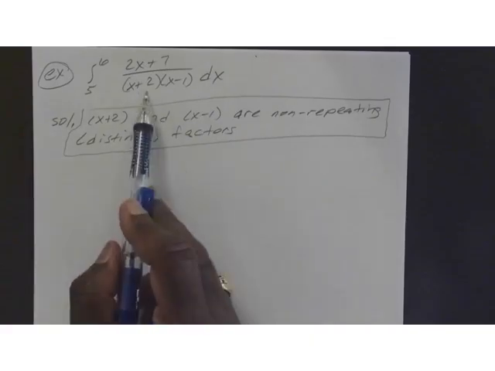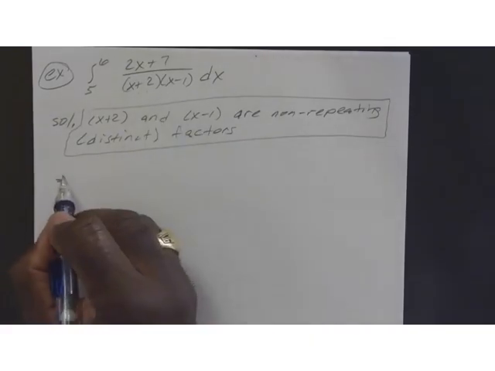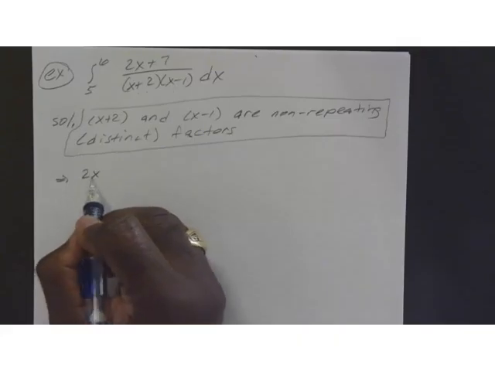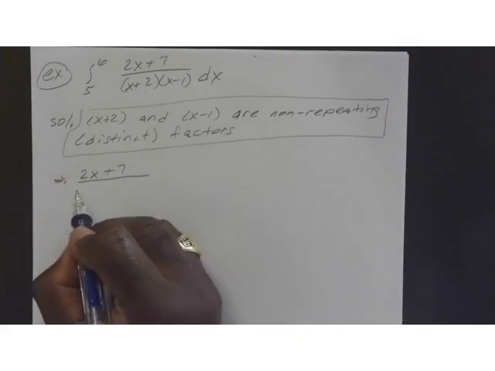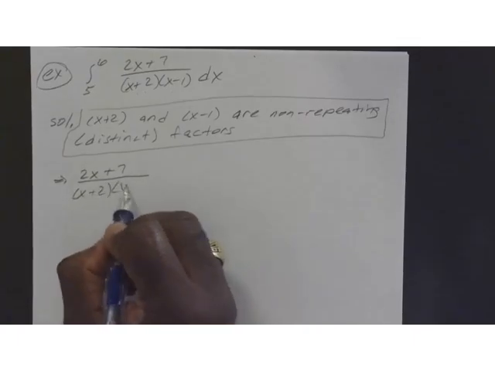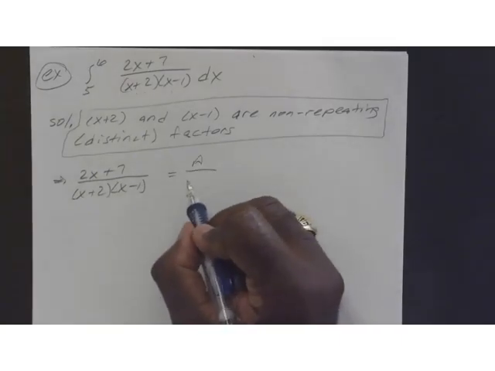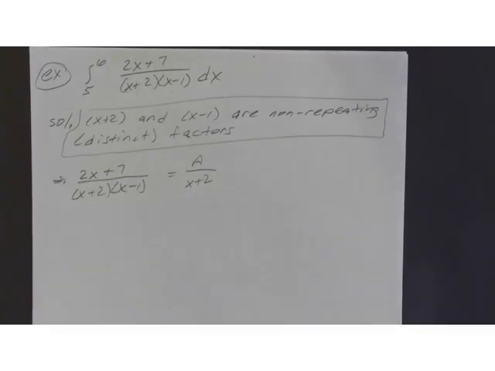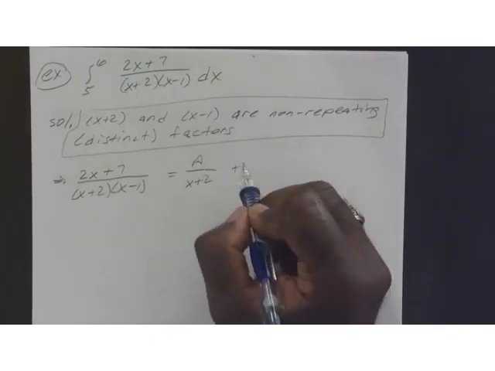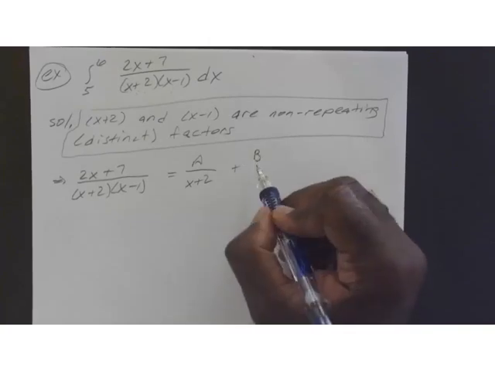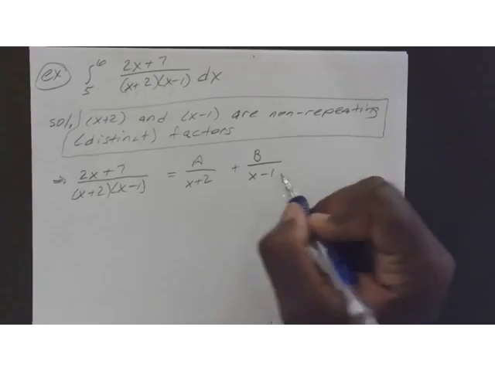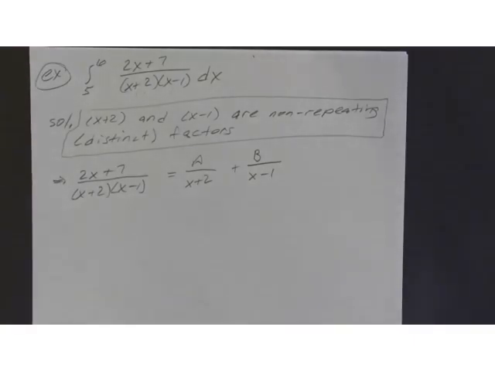Because they are non-repeating distinct factors, we know for a fact that we can rewrite (2x + 7) over (x + 2)(x - 1) as some number divided by x plus 2, plus, and you can use a1, a2, a3, I just use a, b, c, d, e, which is a lot easier. So we know we can factor it out to two terms: some number divided by x plus 2 plus some number divided by x minus 1.